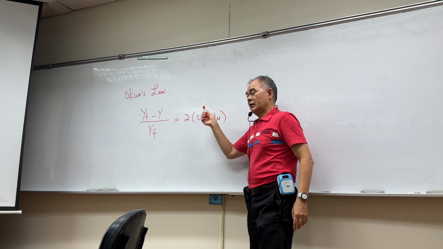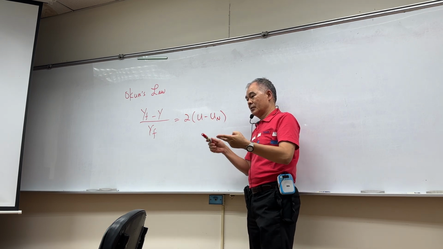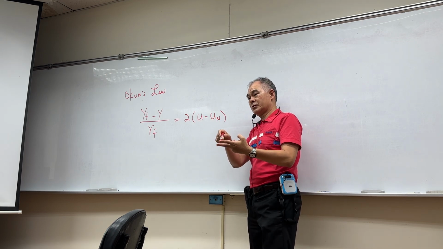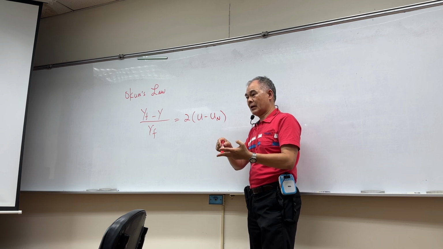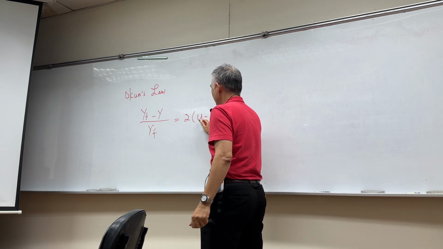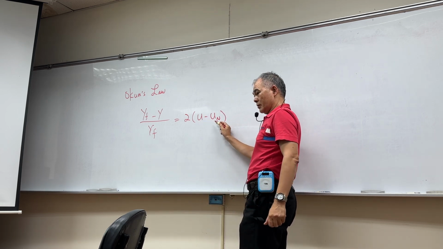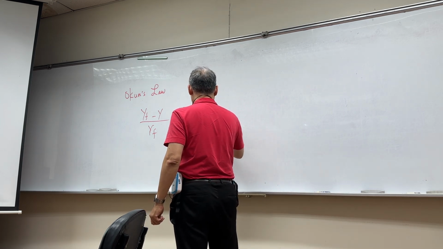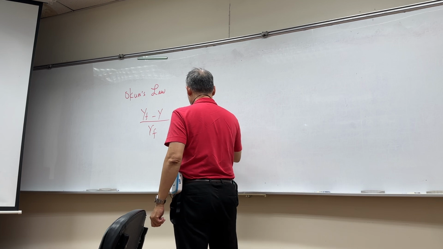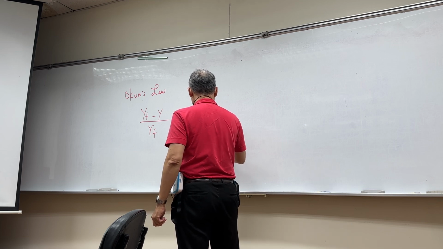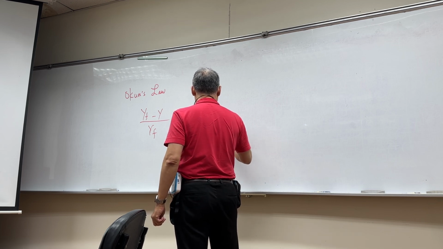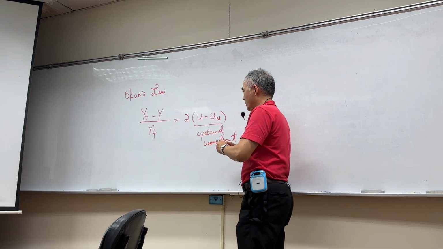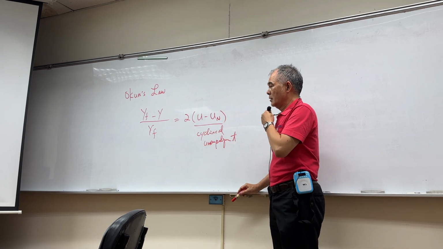But unemployment includes 3 items: frictional, structural, and cyclical, right? So the unemployment rate minus the natural rate of unemployment is actually equal to the cyclical unemployment rate. Okay? So what does this mean?